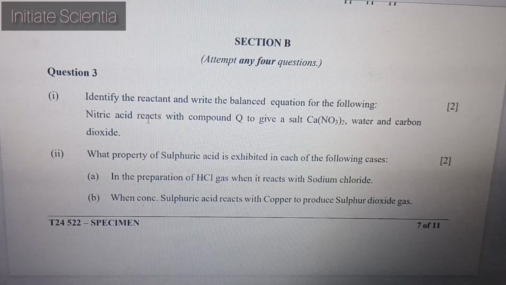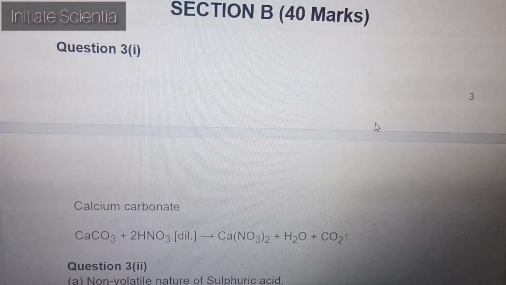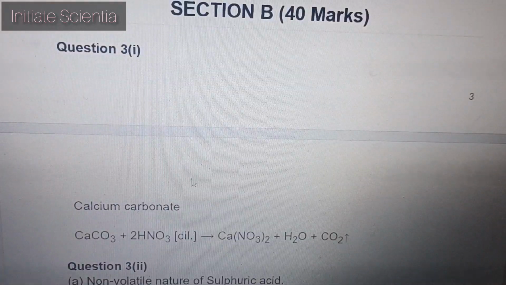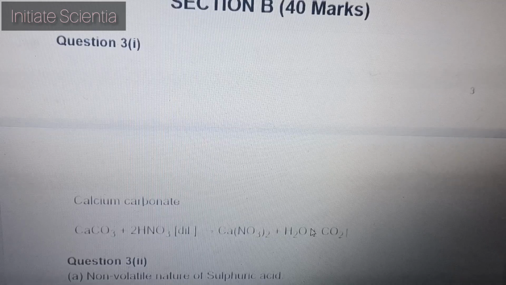Question 3. Identify the reactant and write the balanced equation for the following. Nitric acid reacts with compound Q to give a salt, calcium nitrate, water and carbon dioxide. Calcium carbonate, CaCO3 plus 2HNO3 diluted gives Ca(NO3)2 plus H2O plus CO2.